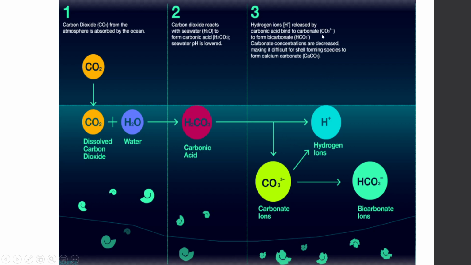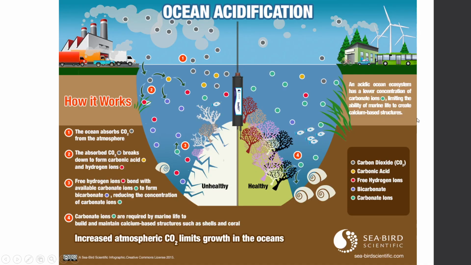So hydrogen ions will mix with the carbonate to form bicarbonate, HCO3, and the carbonate concentrations are decreased, which makes it difficult for shell-forming species to make calcium carbonate because they don't have the carbonate to make their shells with. And this is the kind of loop from atmospheric CO2 down to the effect of ocean acidification.